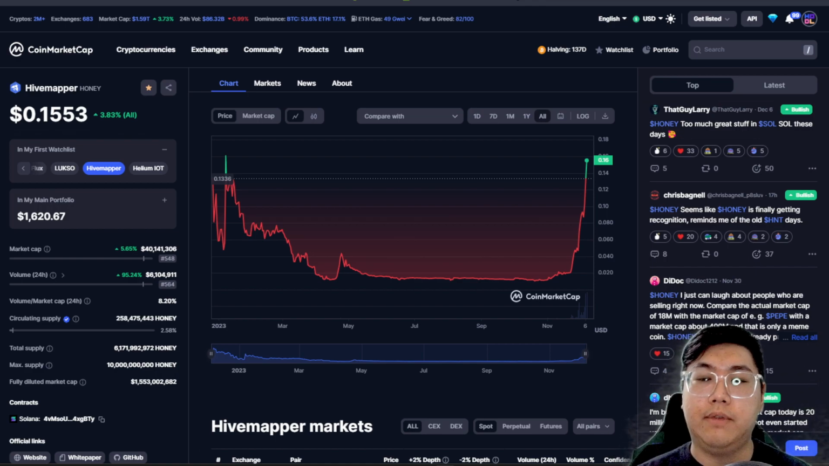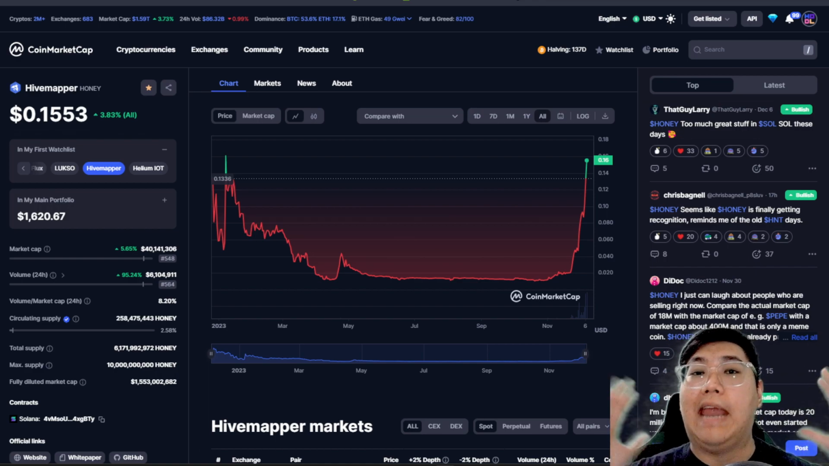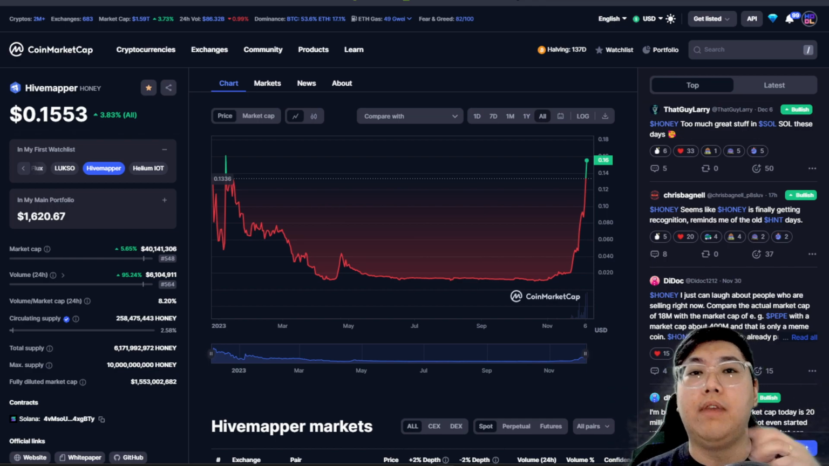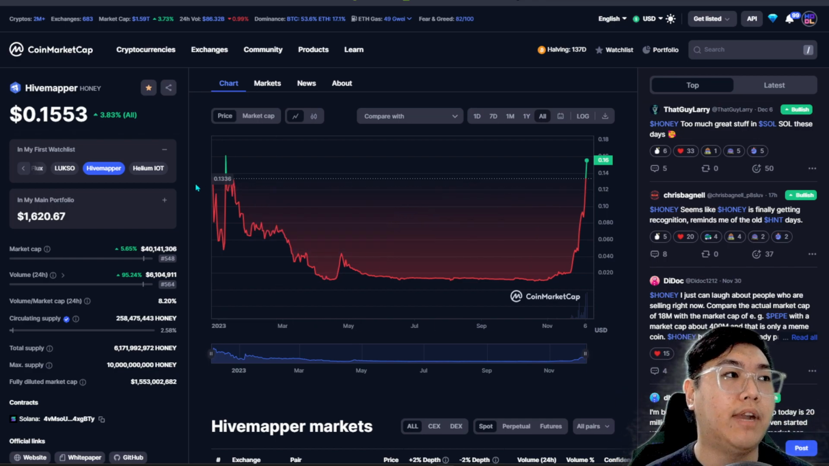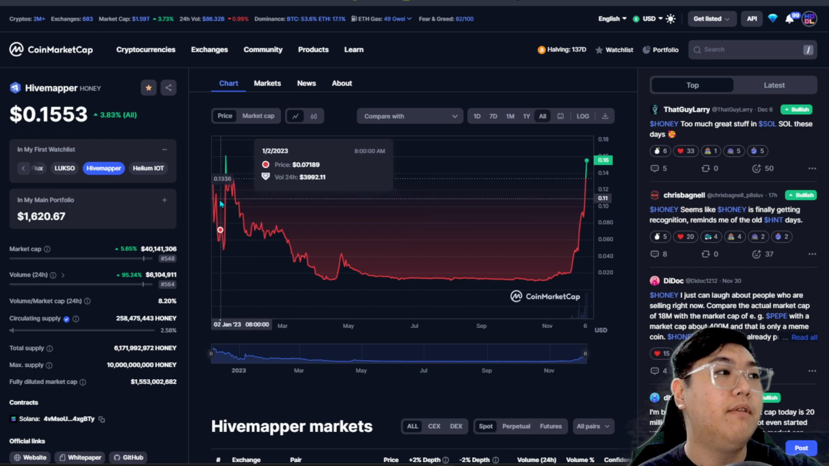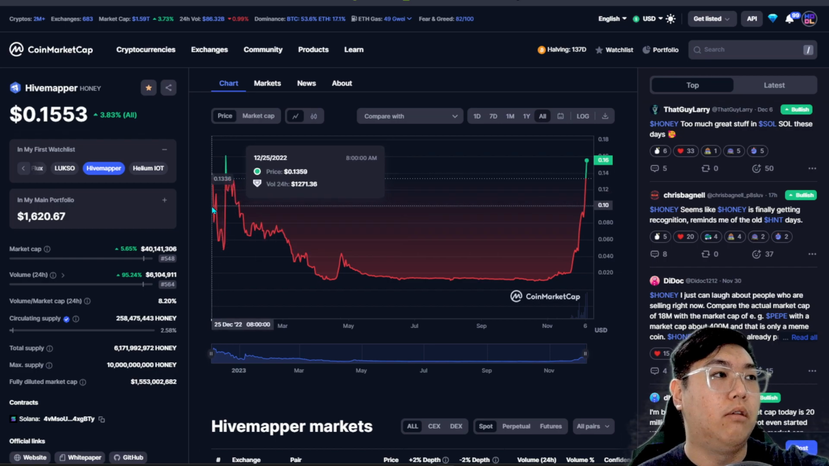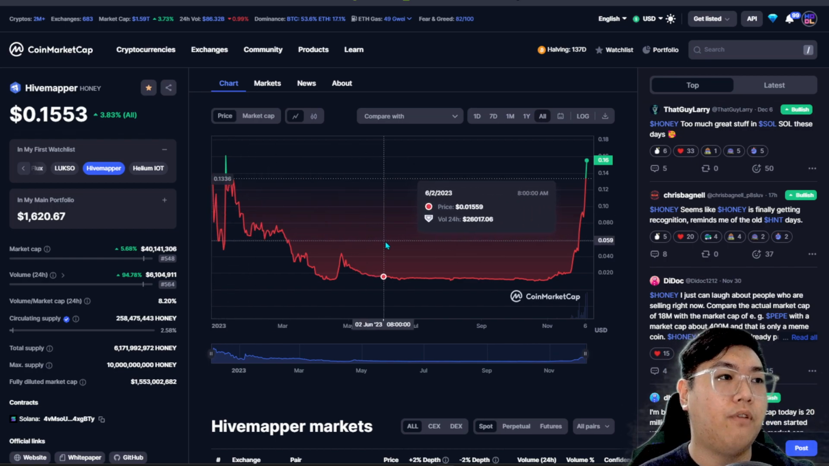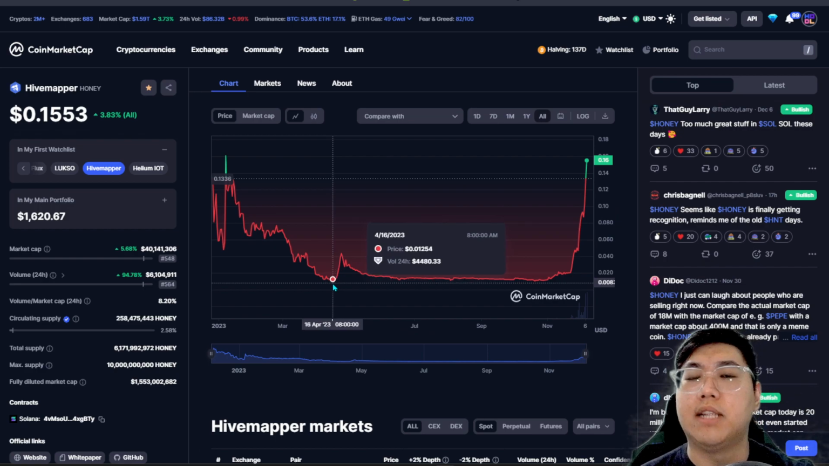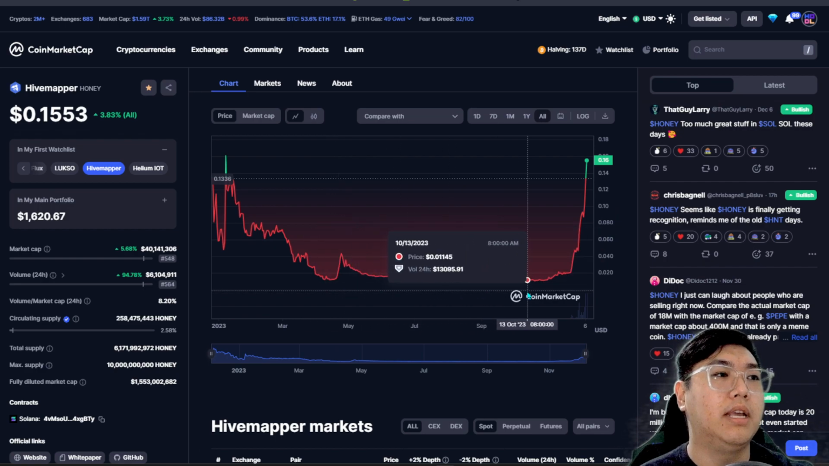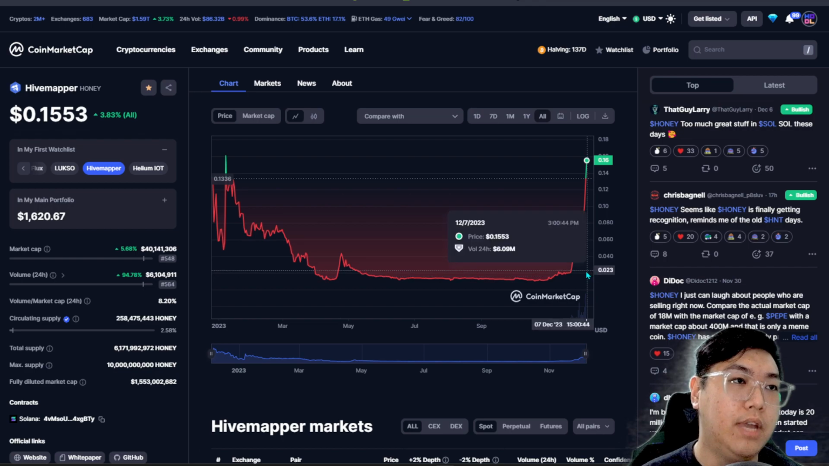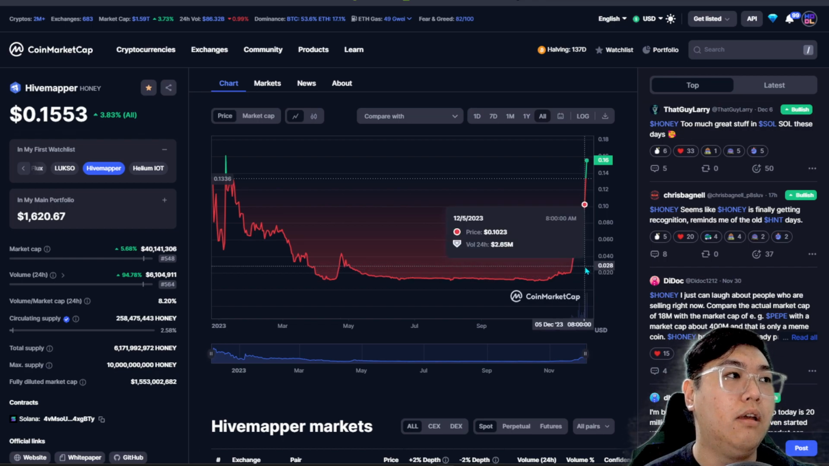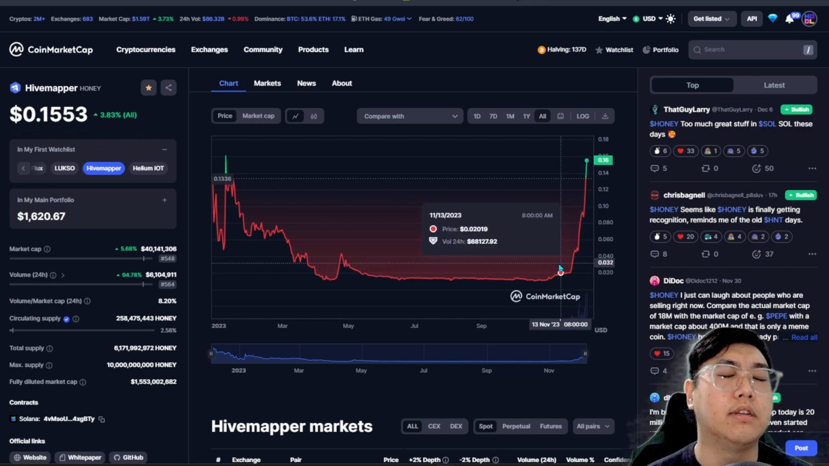On the thumbnail itself, you'll see that I have basically made a 10x of my money within an 8-month period because of the price action of HiveMapper. HiveMapper itself was initially launched in 2022, and the price of the token was trading at around 13 cents. Then it fell to around 1 cent, and it looked like a dead project. But as of today, it has pumped back to almost its original value.